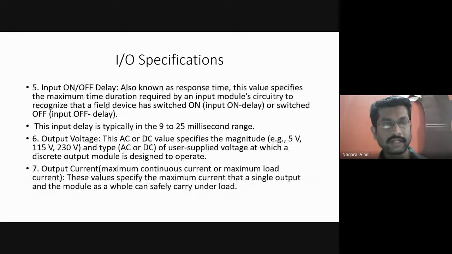Input on or off delay, output voltage, then output current, that is the maximum continuous current or maximum load current, how much current a single output and the module as a whole can safely carry under load. When the load is connected, how much current can the PLC module safely carry? If the load current is more, it is going to affect the module, so it has to be safely carried. That is called the output current or the maximum load current.